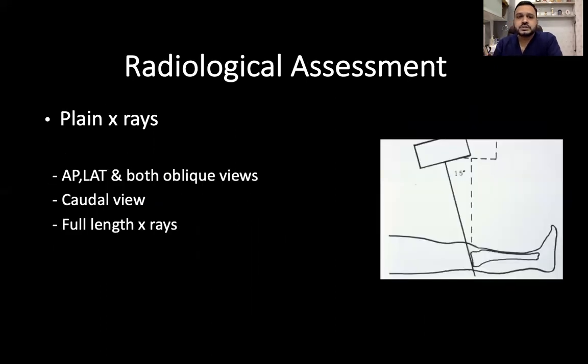Now, in radiological assessment, like in every other case, we'll get plain X-rays first. In articular trauma, you should get AP, lateral, and both right and left oblique views. And then there is a specific view which is advocated in proximal tibia fracture, considering that posterior tibial slope which we were talking about, and it will give an idea of the articular surface.